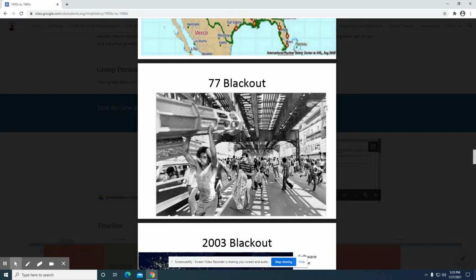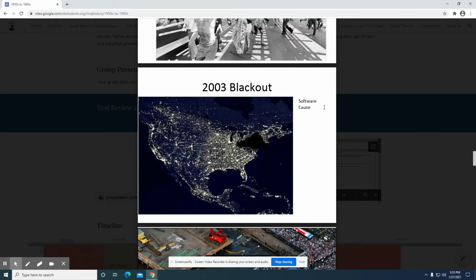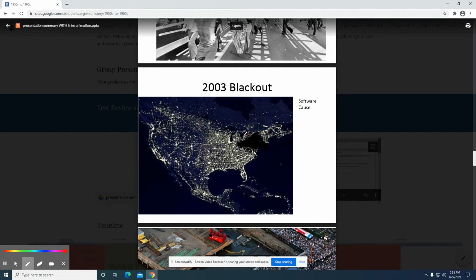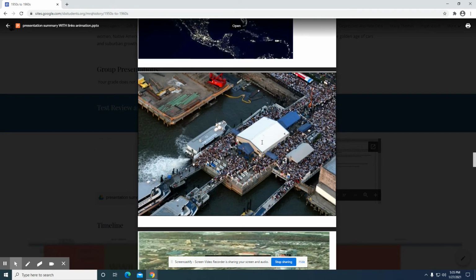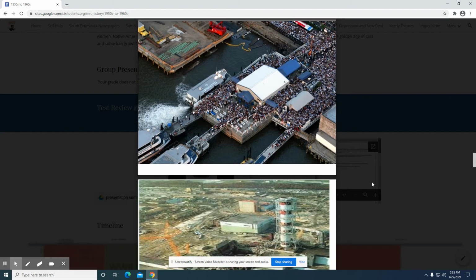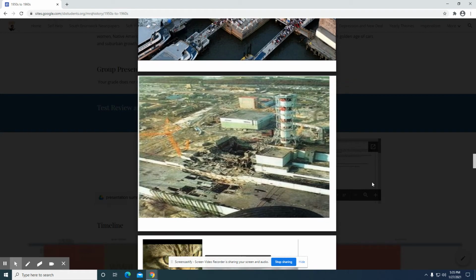1977 blackout, the result of an issue with regard to energy loss, leads to a lot of rioting in 1977. In 2003, there was a software issue that caused the blackout, and you can see this portion of the United States go dark. Here we see an exodus, people trying to get out. New York during that particular moment.